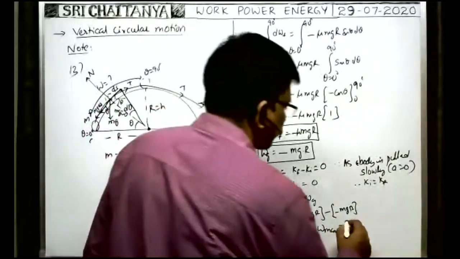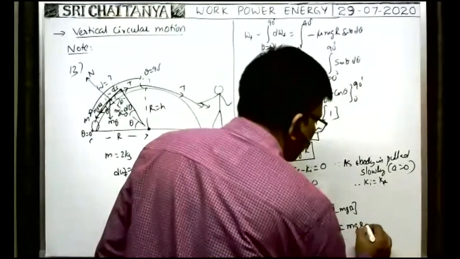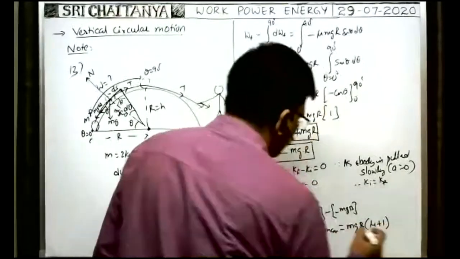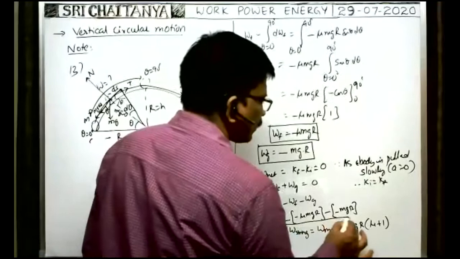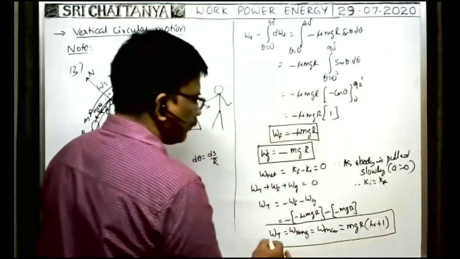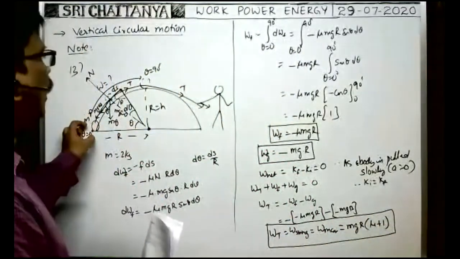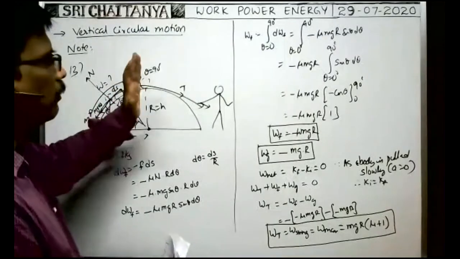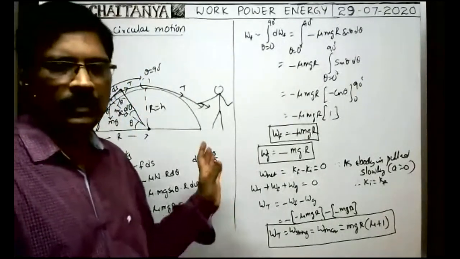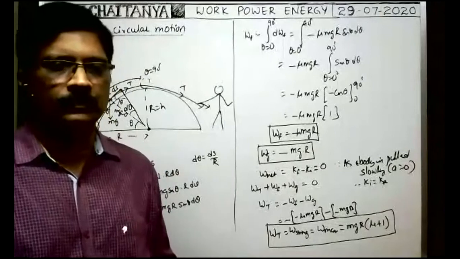You take mgr common, mu plus 1. So this is the work done by string, or work done by tension, or work done by man in pulling the body on the hemispherical surface from the bottom to the top. So this concept is also very, very important.